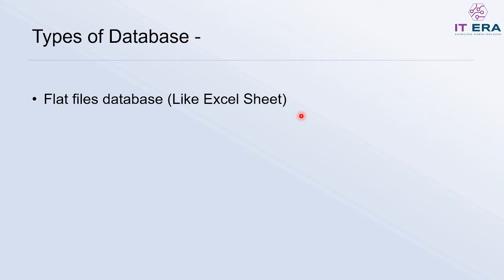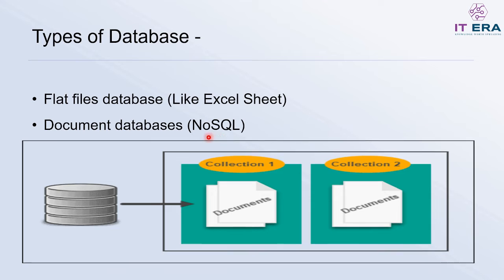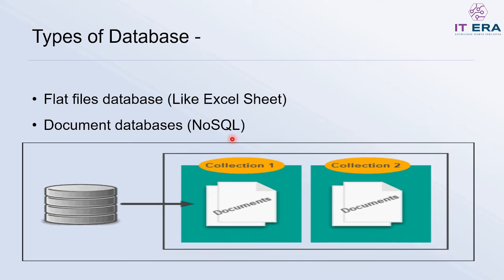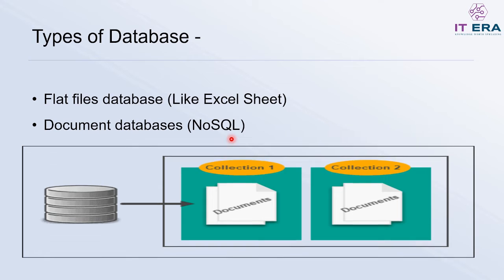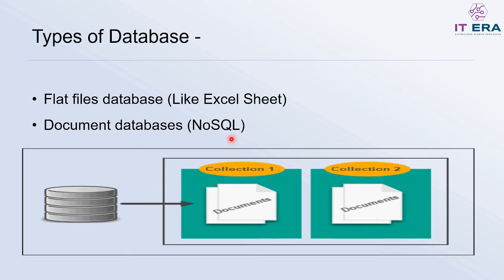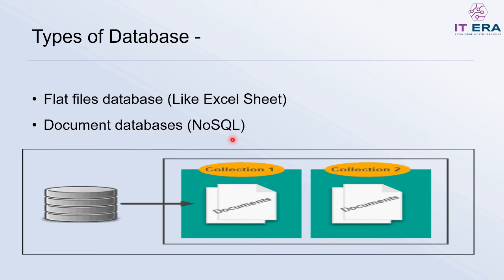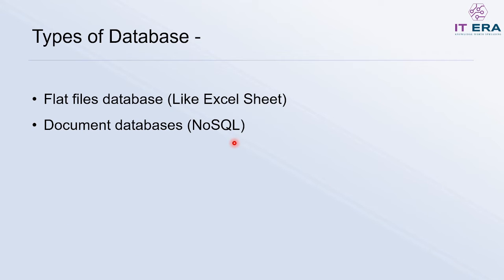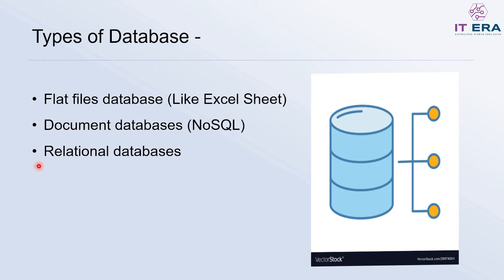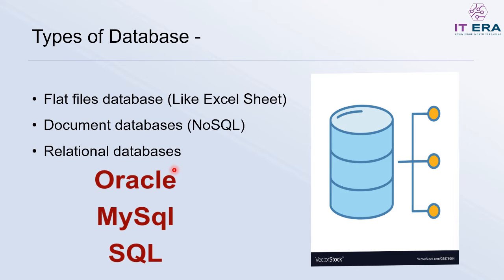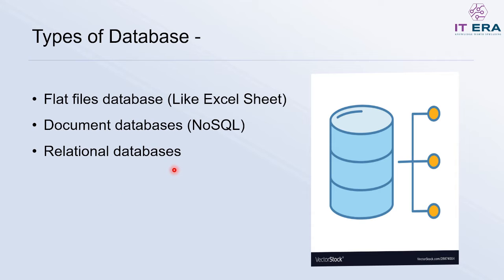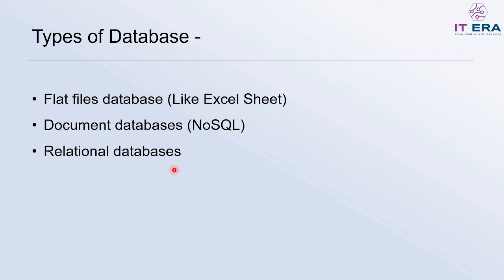As well, there is another type of database called the document database. They are also known as NoSQL or not SQL databases. This database contains documents rather than tables. They are very flexible and scalable, but they also have lots of downsides as well. And then there are also relational databases. These are the most popular type of database around today. If you think of the most popular databases such as Oracle, MySQL or SQL Server, these are all relational databases. So now we are going to look at what a relational database and what a relational database management system is.